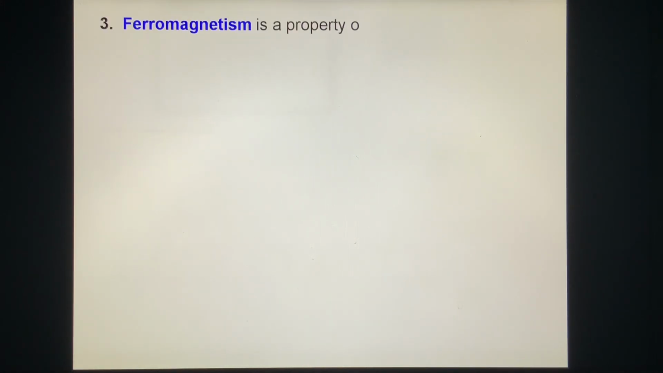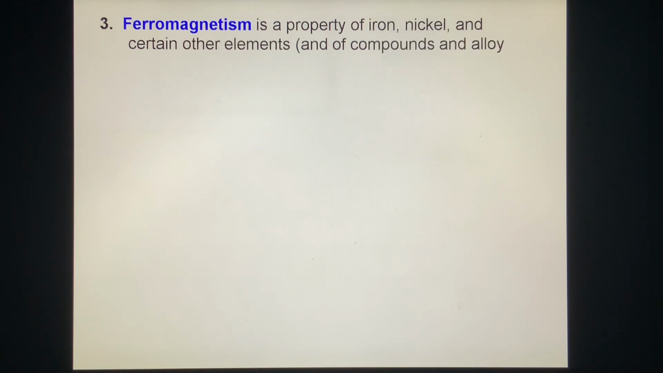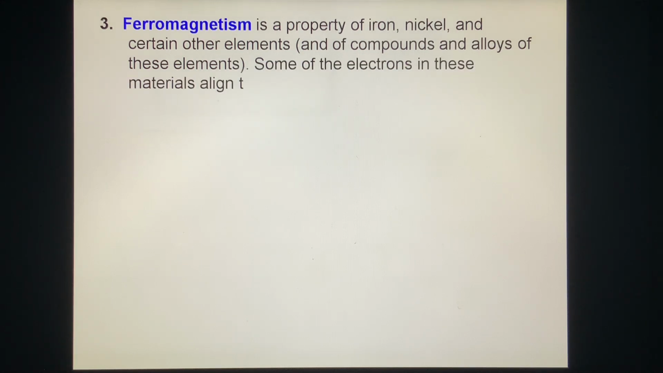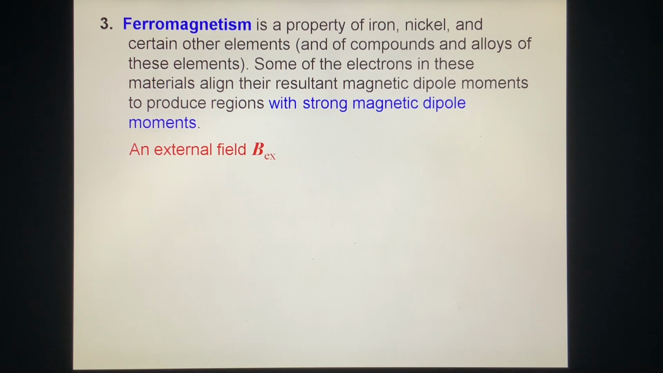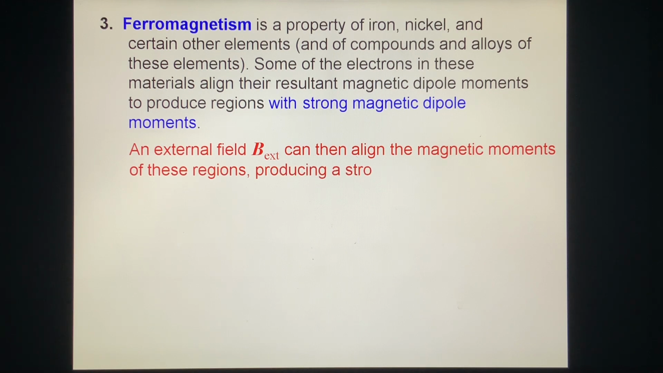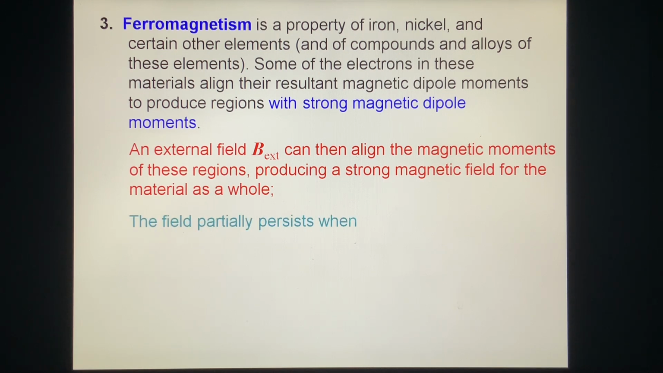3. Ferromagnetism is a property of iron, nickel, and certain other elements, and of compounds and alloys of these elements. Some of the electrons in these materials align their resulting magnetic dipole moments to produce regions with strong magnetic dipole moment. An external field, B external, can then align the magnetic moments of these regions, producing a strong magnetic field for the material as a whole. The field partially persists when B external is removed.